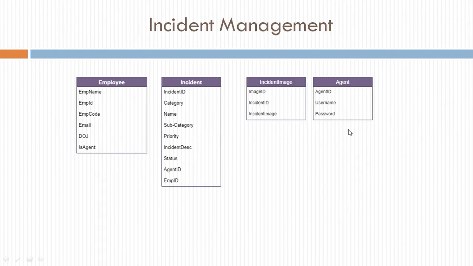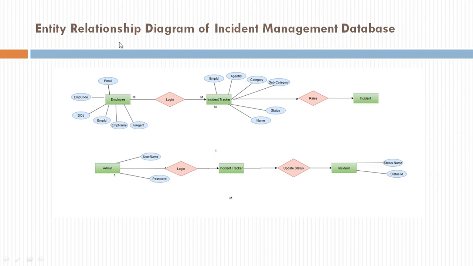The third one is incident management. In that we have four tables. One is for the employee, the second is for incidents, the third is for incident image, and the agent. The agent has the same username and password as in our previous insurance app. The employee has many fields like email, employee code, date of joining, employee ID, employee name, and each is checked by the agent.